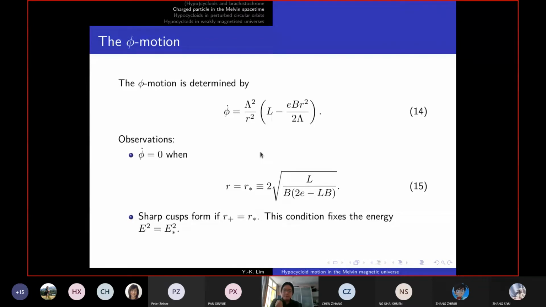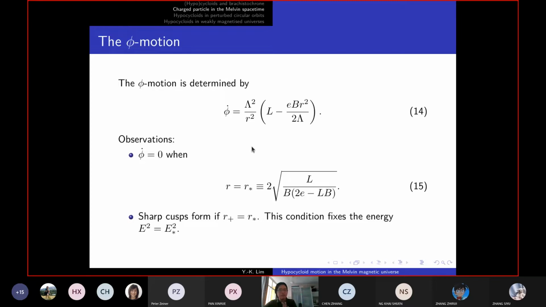Now, as I'm saying, this whole talk is about looking for hypocycloids. Hypocycloids are motions with sharp corners, with sharp cusps, and a sharp cusp will happen when R dot and phi dot are 0 simultaneously.